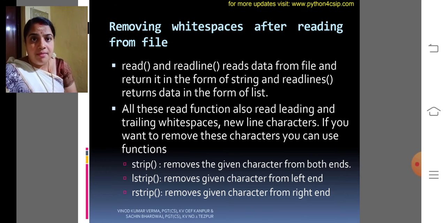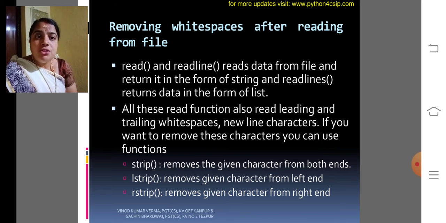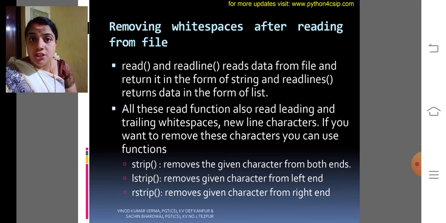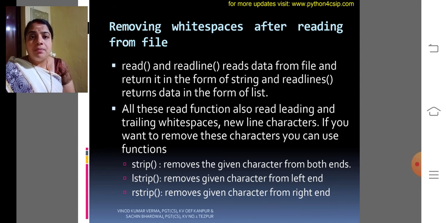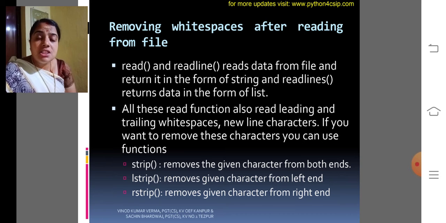New line character means \n. If you want to remove these characters, you can use functions like strip, lstrip, that is left strip, and rstrip, that is right strip. The strip function removes the given character from both ends, that is before and after a string. Then lstrip removes the given character from the left end, and rstrip removes the given character from the right end.